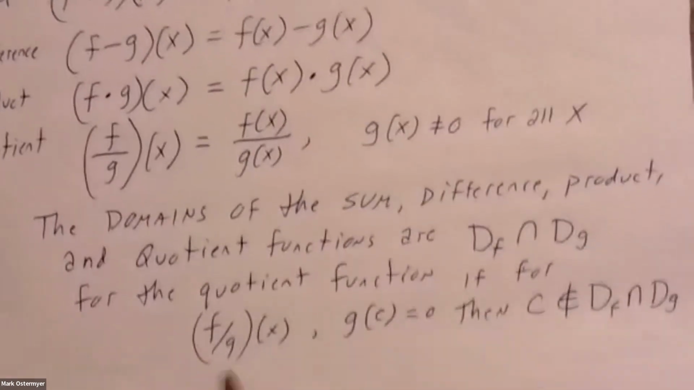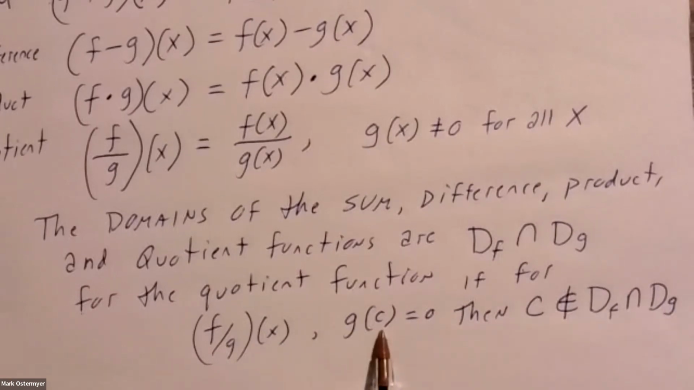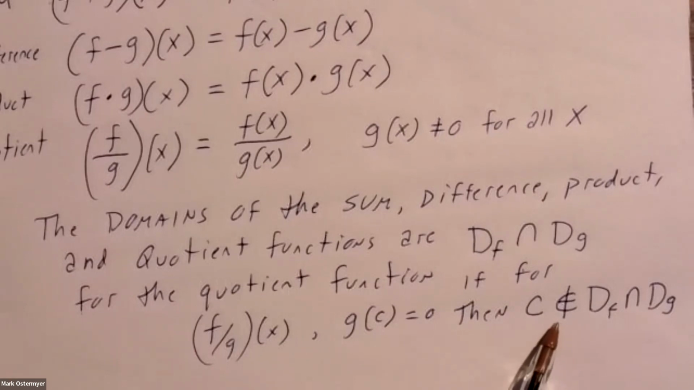So for the quotient function, f over g of x, if g evaluated at some real number c is 0, then we must exclude c from the domain of the quotient function. That's what this is saying. c cannot be an element of this domain. So we have to be a little bit more careful when we have our quotient function.